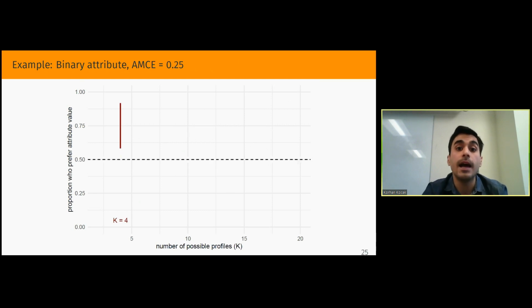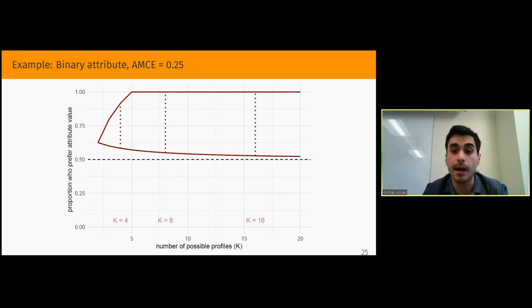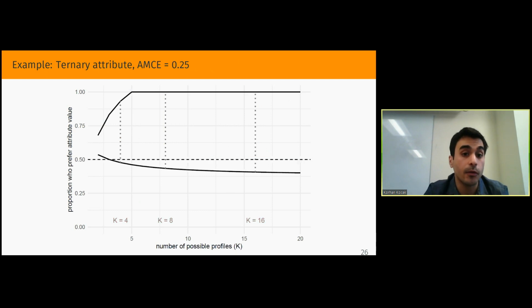Only if we have an AMCE that's as large as 0.25, then we can be certain that for any size of conjoint experiment, we have captured the majority preference, that our AMCE is pointing in the right direction of a majority preference. But that's only true for a binary attribute. If we were talking about a ternary attribute, an attribute that can take 3 values, then even with an AMCE as large as 0.25, we could not be certain that we captured the majority preference.